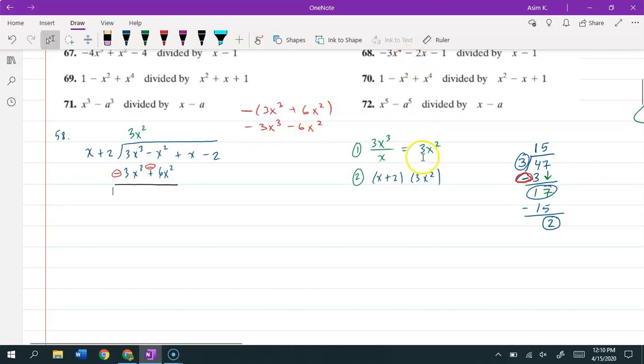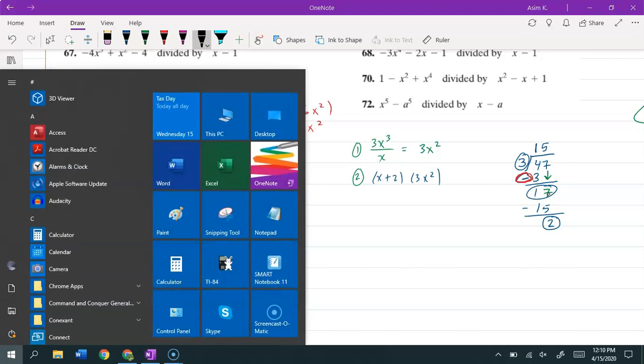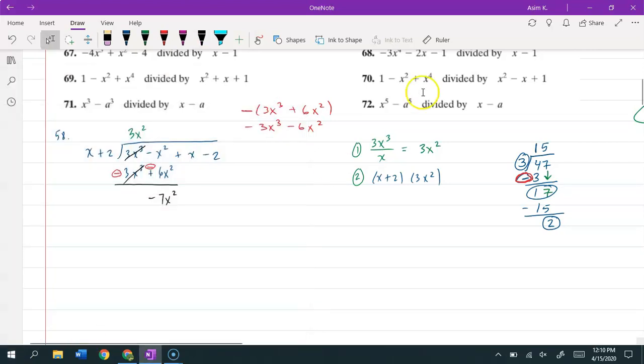Okay, so now let's go back to the simple example. After we had the 3 and we subtracted the 3, we would end up with 4 minus 3, which is 1, and then we would carry the 7 down. Recall that. So that's exactly what happens in this situation. The 3x cubes will cancel out. Negative x squared minus 6x squared gives you negative 7x squared, and everything else that is there is just going to get carried down. So when you carry it down, you end up with negative 7x squared plus x minus 2.